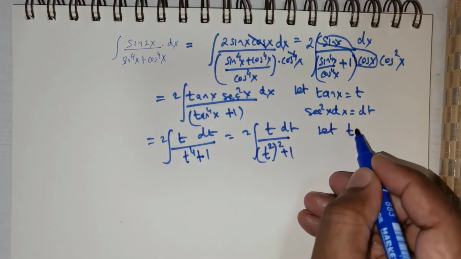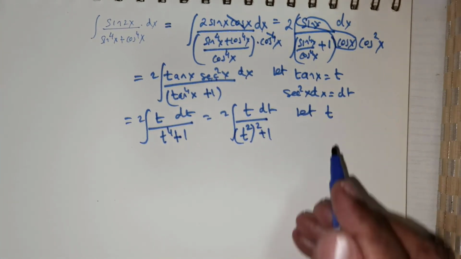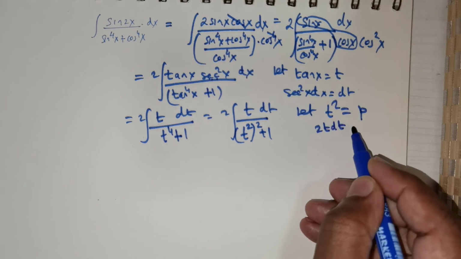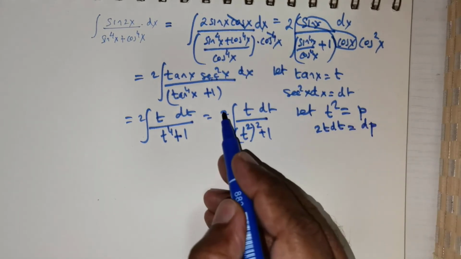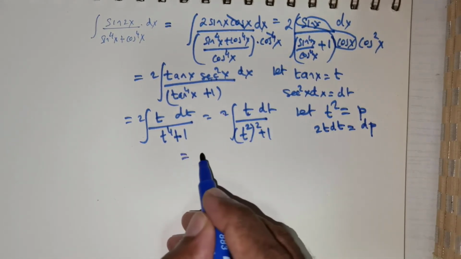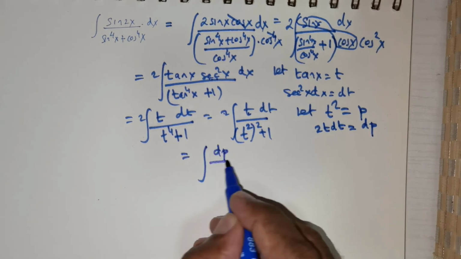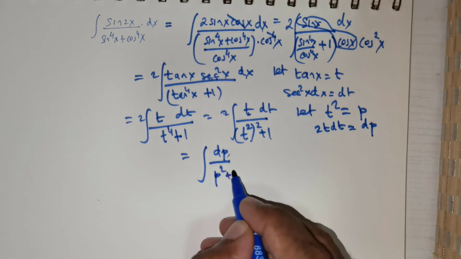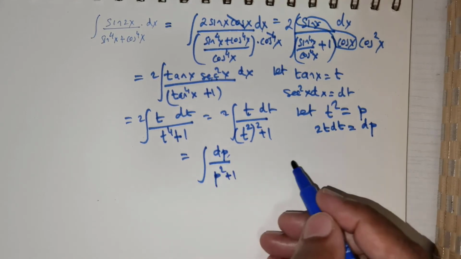Then I'm going to make the following substitution. Let t squared be equal to some p. So this is going to be 2t dt is equal to dp. So you have a 2t dt. So this is going to be equal to a dp there, and t squared is equal to p. This has to be raised to the power of 2. So you have a quantity like this.